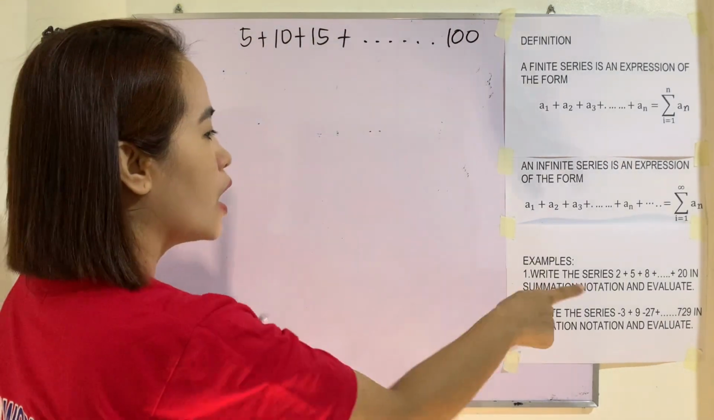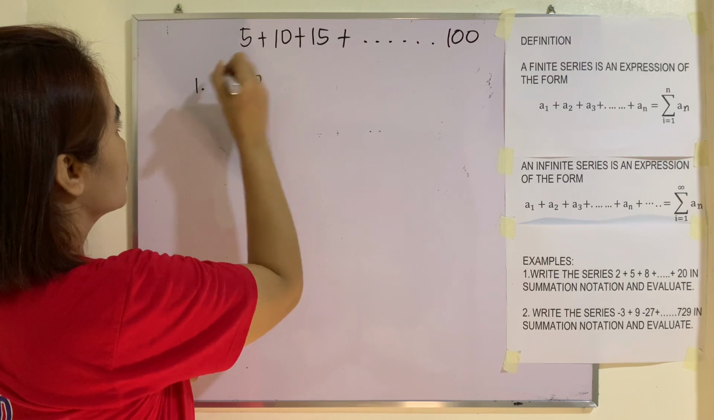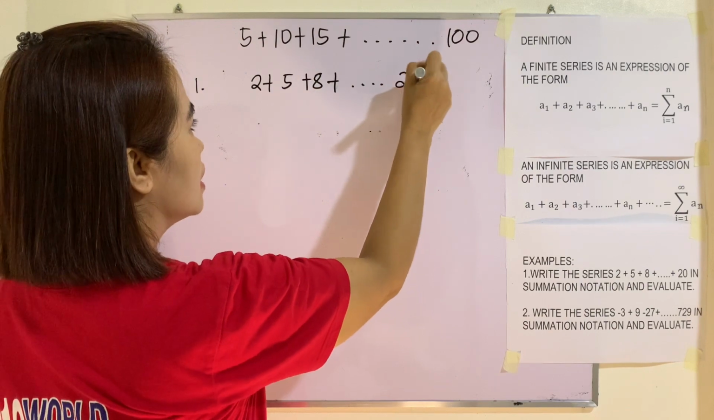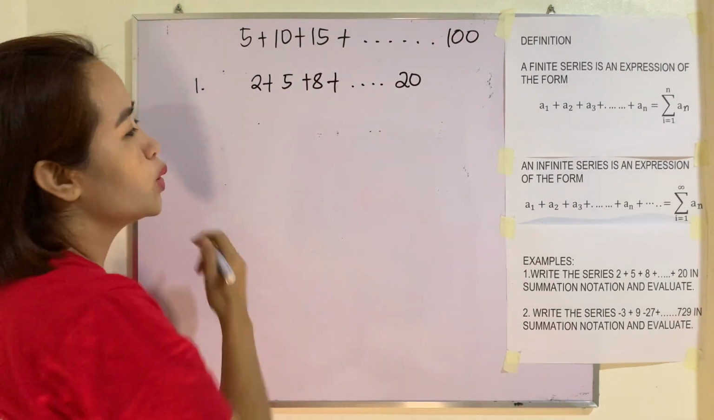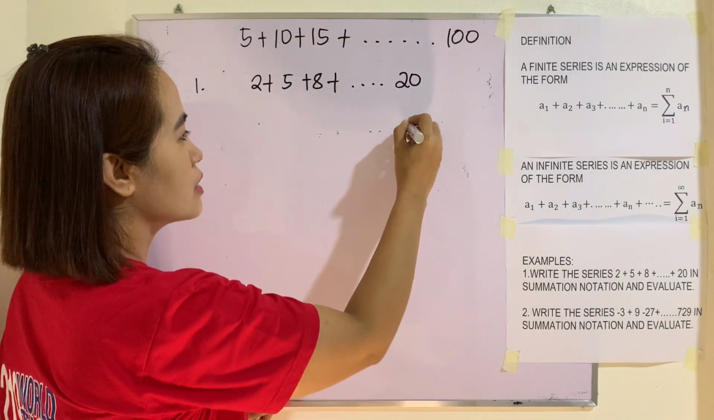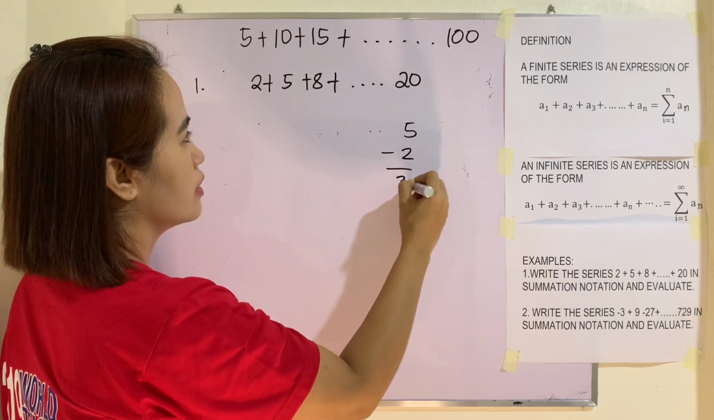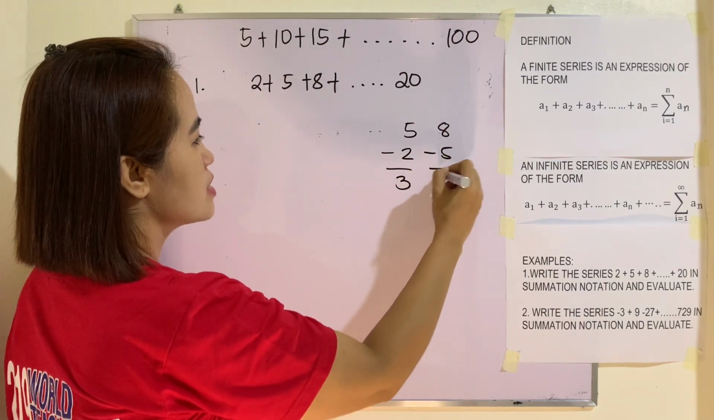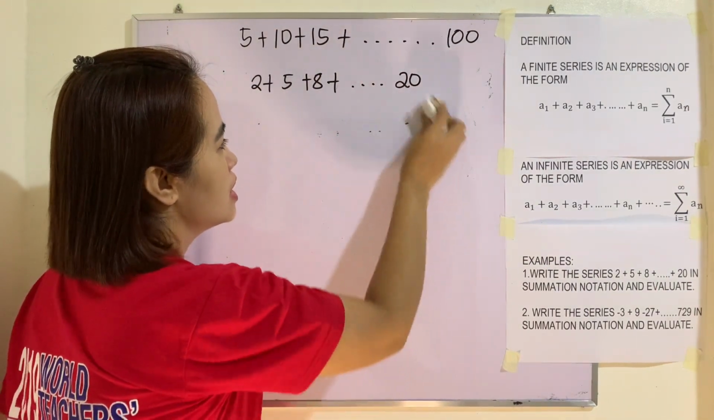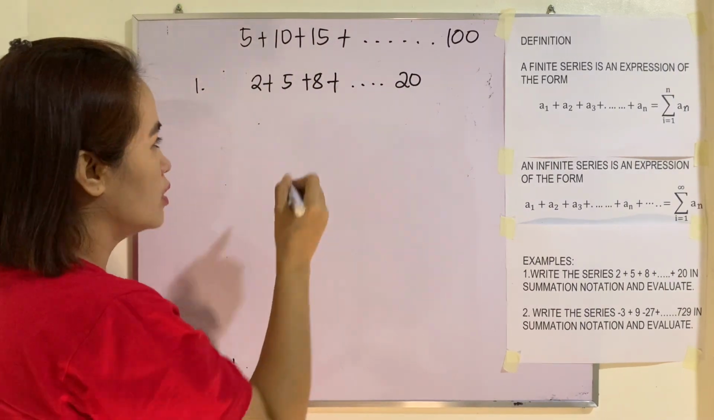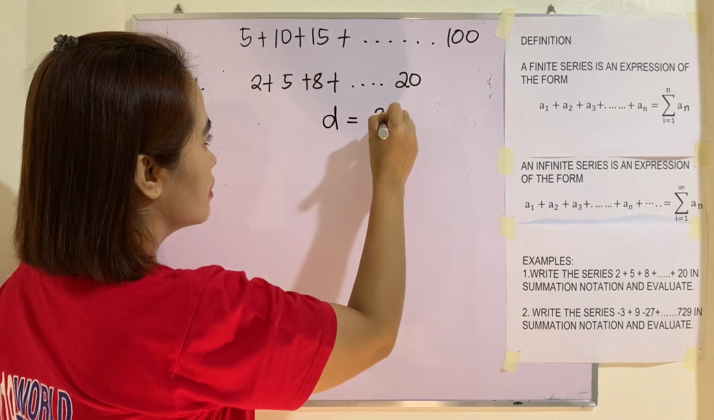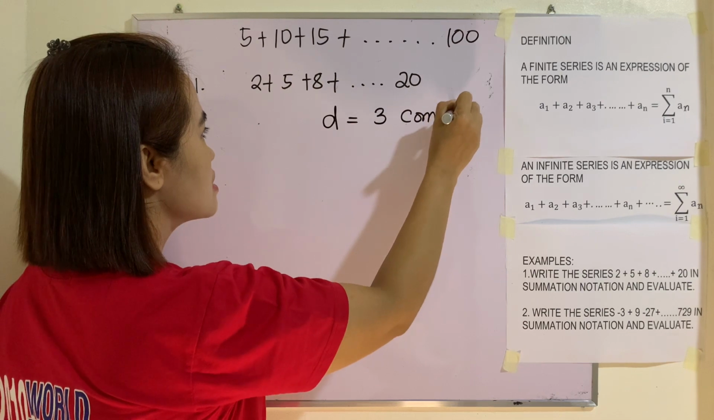Let's find out. We have 2 plus 5 plus 8 plus 20. So let us determine whether this one is an arithmetic or geometric series. Let us subtract the first term from the second. 8 minus 5, it's 3. So there is a common difference, therefore this one is an arithmetic series. That common difference is denoted by small d. This one is the common difference.